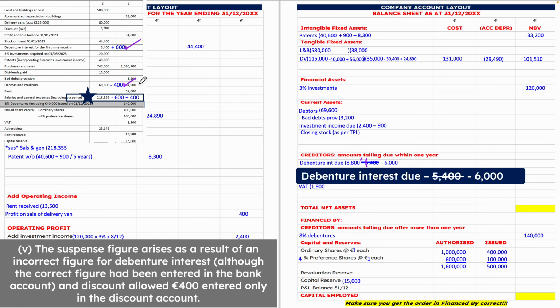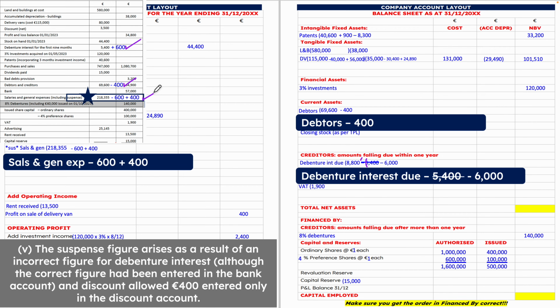Next part, we're taking €400 away from our debtors. Next part, we are going to take our salaries and general expenses and we're going to minus 600 and plus 400. Now, that means that your suspense account is completely gone. So the suspense account is where you put all your mistakes until you figured out what they were. Now you've fixed them, so you no longer have a suspense account.